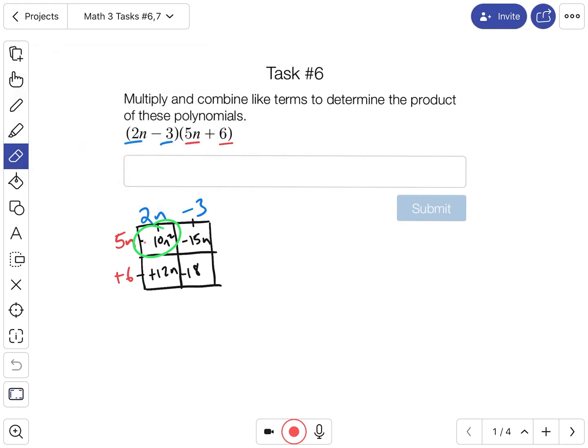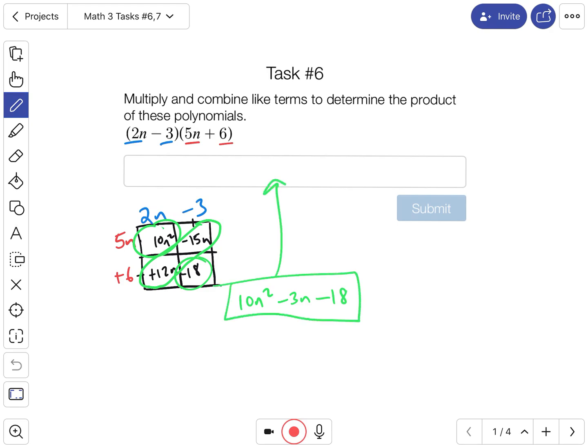I'm going to get rid of this. This was not a minus. It's just a way to determine what's multiplying. So I'm going to put that one first. So that's 10n squared, and then these usually combine. Those do have like terms. So that's minus 3n, and then this one just gets carried down. All right, and that's what's basically going to go here. So let's see how everybody did.